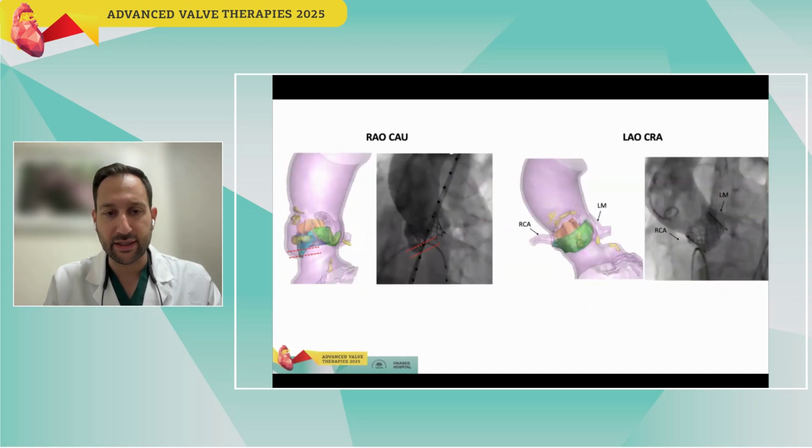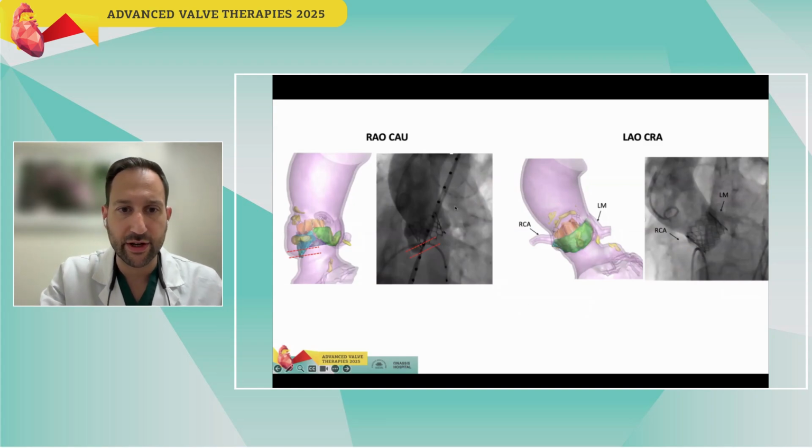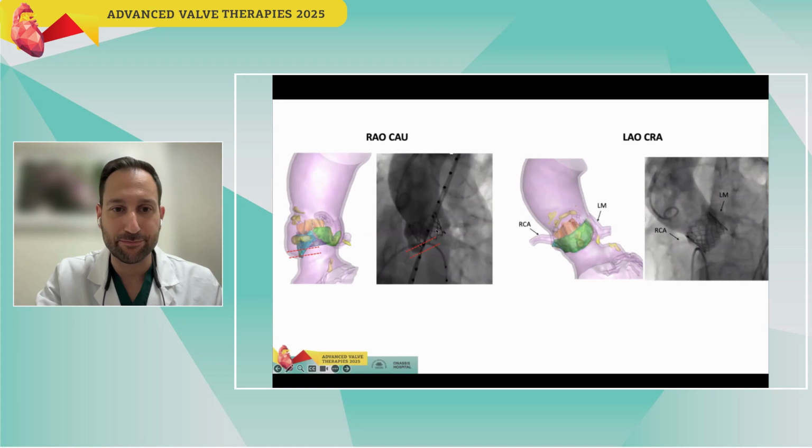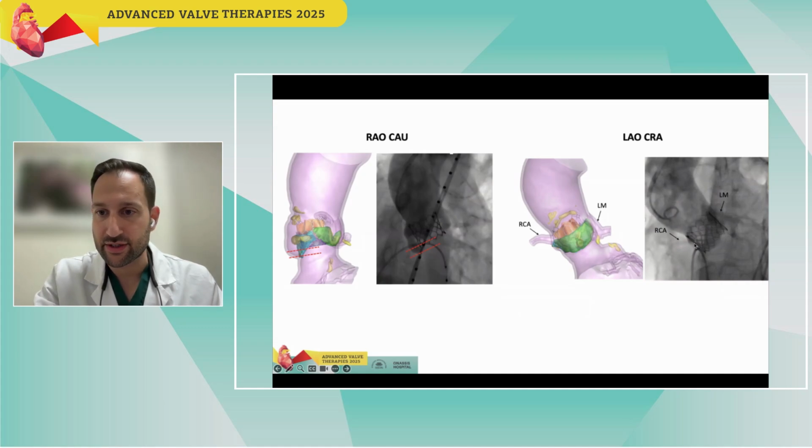So we ended up implanting the 23 millimeter S3, and you can see in two views, this caudal view, more like a cusp overlap view, how the actual result matches the simulation. And this is the cranial view. You can see the coronaries filling really well here with contrast, and you can see how similar it looks.